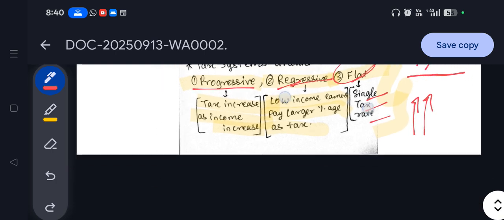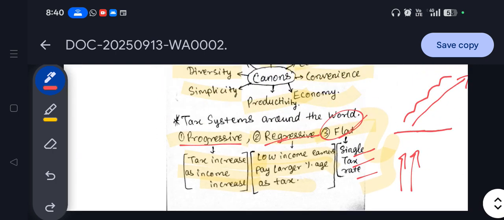So finally, this was about taxation from the Indian perspective, from the IKS perspective. I hope you understood many and most of the concepts from this video.